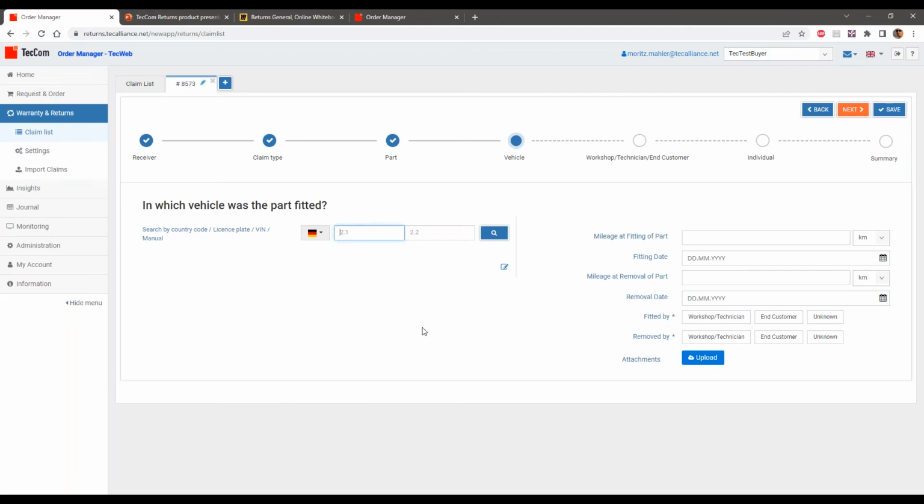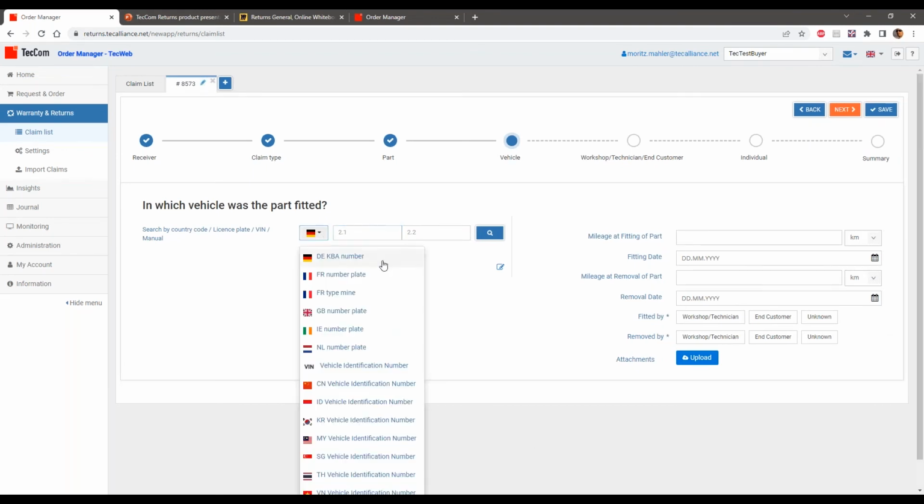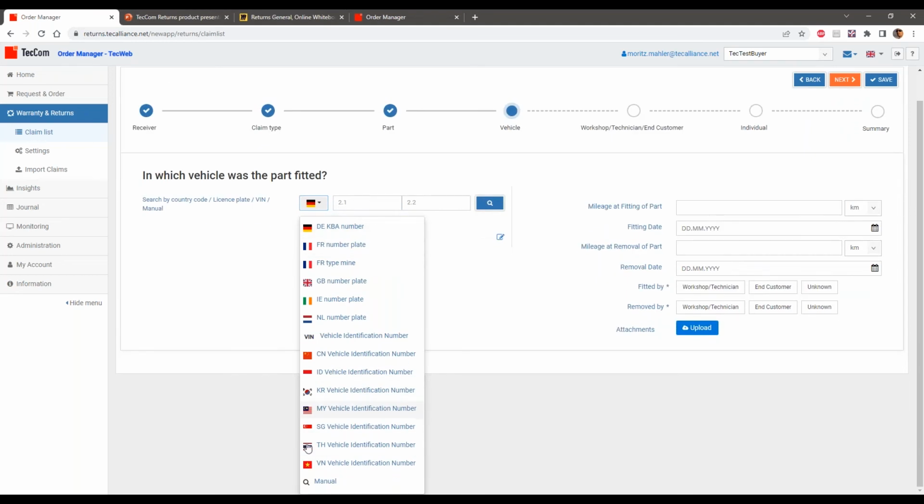I will go next. We come to the vehicle section. Also here, thanks to TecDoc, we have the same possibility as TecDoc has in their background.